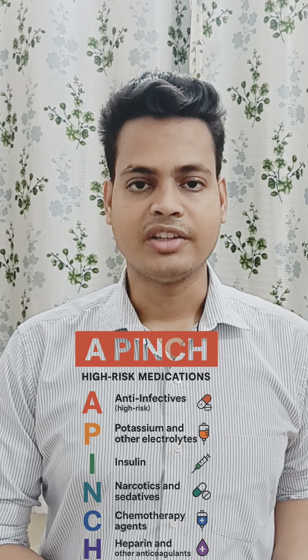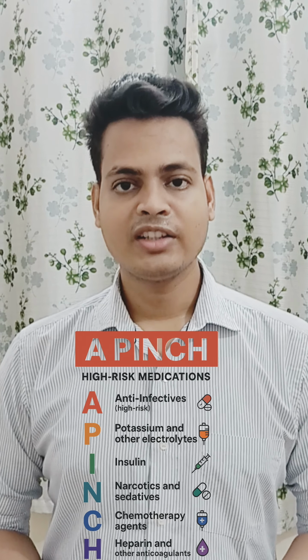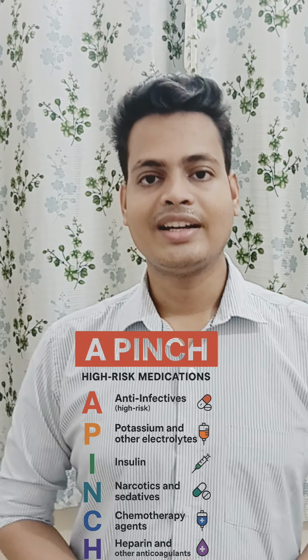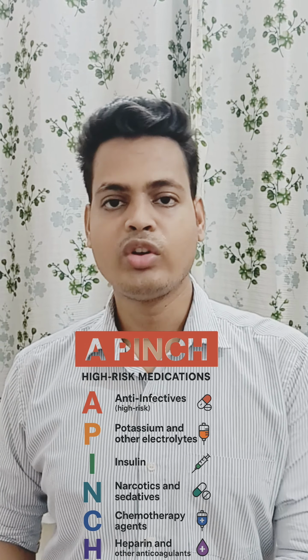And then N stands for narcotics, sedatives and muscle relaxant medication like fentanyl, morphine, oxycodone, and midazolam. Muscle relaxants like succinylcholine, propofol. These are the kinds of high risk medication. Then C stands for chemotherapeutic medication such as methotrexate, cyclophosphamide. These are the chemotherapeutic medication which have cytotoxic action.